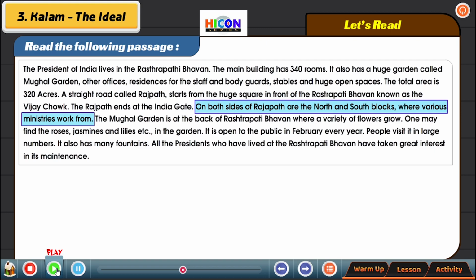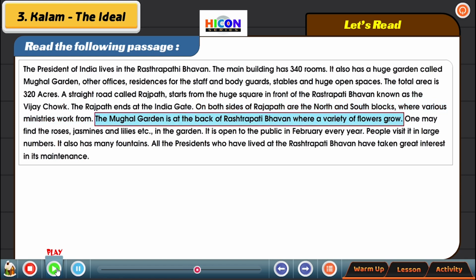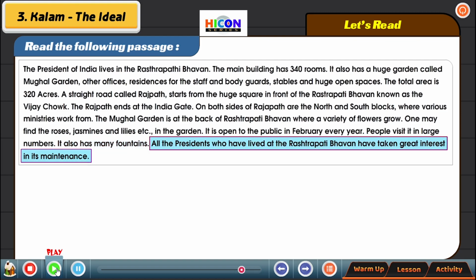On both sides of Rajpath are the north and south blocks where various ministries work from. The Mughal Garden is at the back of Rashtrapati Bhavan, where a variety of flowers grow. One may find the roses, jasmines, and lilies, etc. in the garden. It is open to the public in February every year. People visit it in large numbers. It also has many fountains. All the presidents who have lived at the Rashtrapati Bhavan have taken great interest in its maintenance.